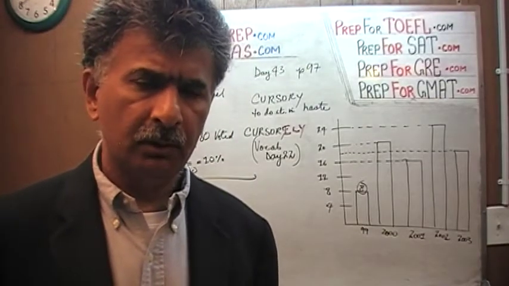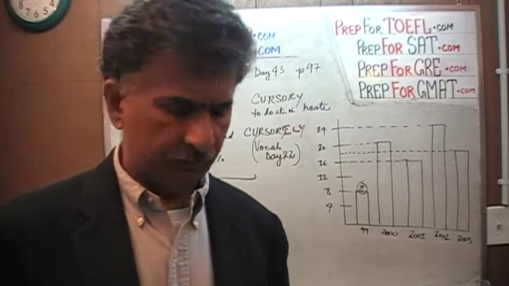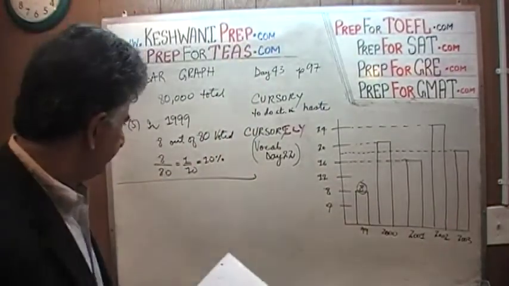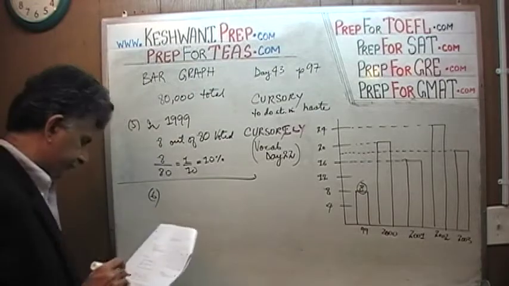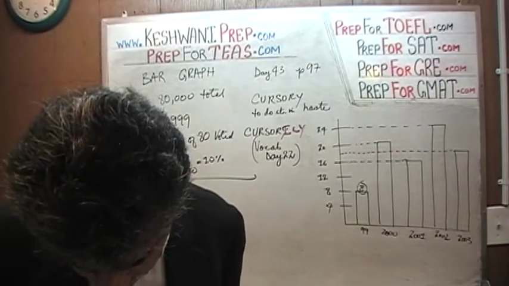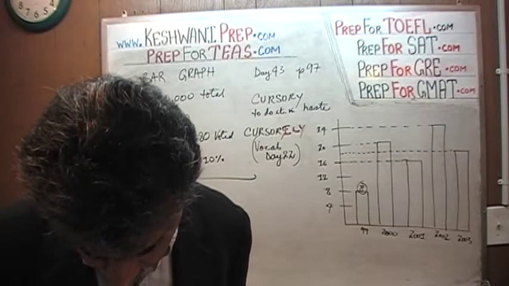Only 10% of the eligible voters bothered to vote. This is what I call voter apathy. Number 6. In number 6, according to the graph above, what was the decrease in voters from 2002 to 2006?